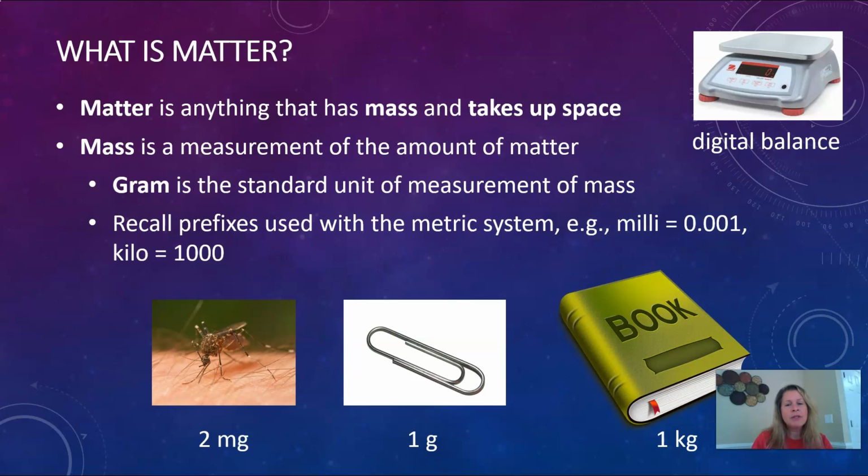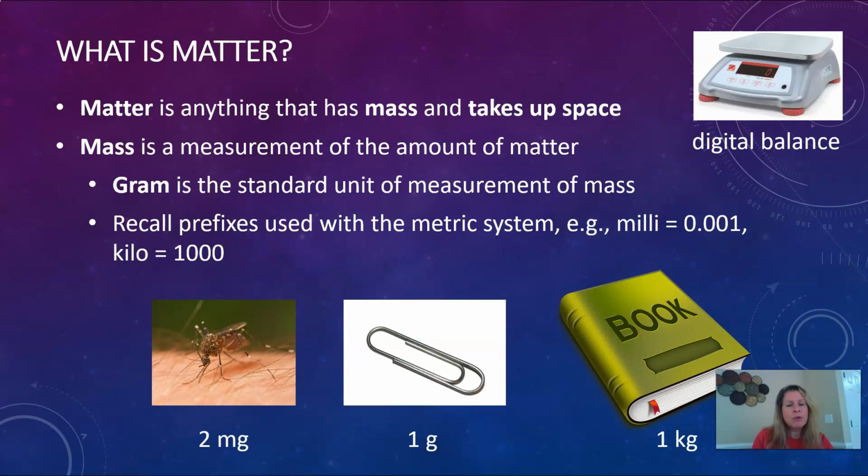So in the metric system that we use in class, the gram is the standard unit of measurement. You've used that before in biology, I know, and maybe in middle school classes or in physics. And then I want you to think about some of those prefixes that we've used in the past. I know you're familiar with milli, which is 1,000th. So it takes 1,000 milligrams in order to make a gram. And then kilo, which is 1,000. So there would be 1,000 grams in a kilogram.